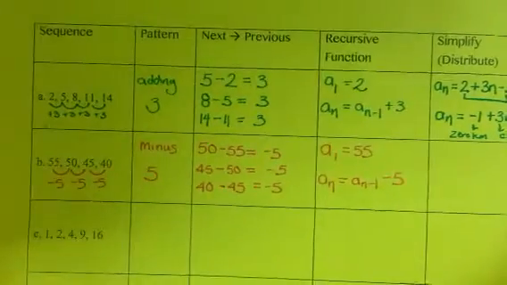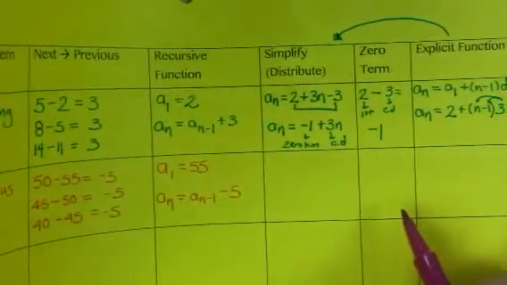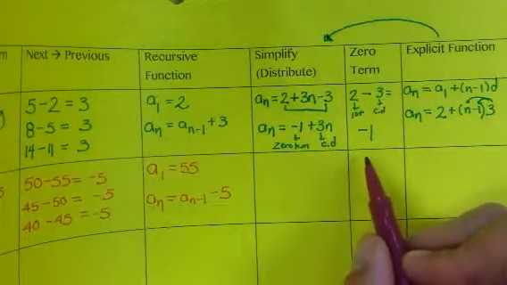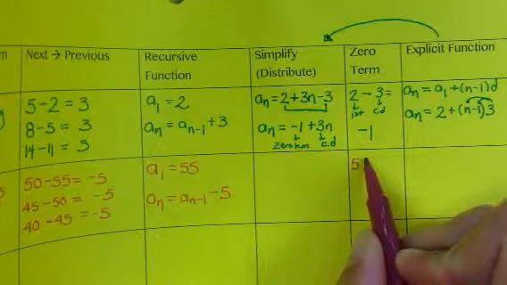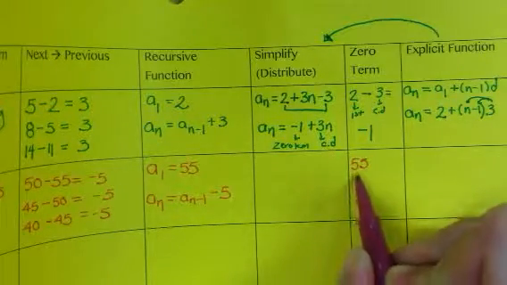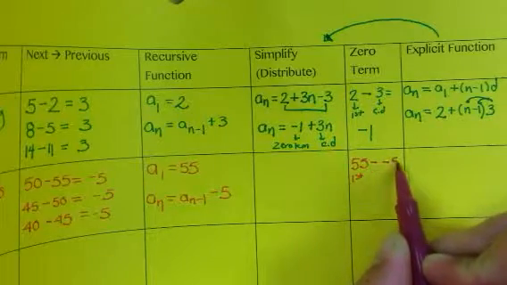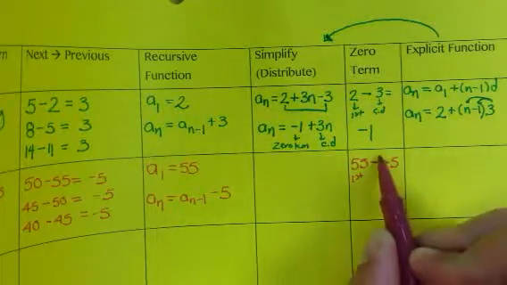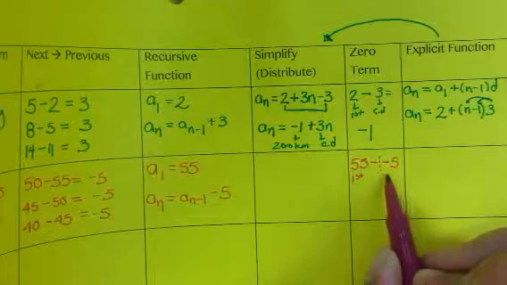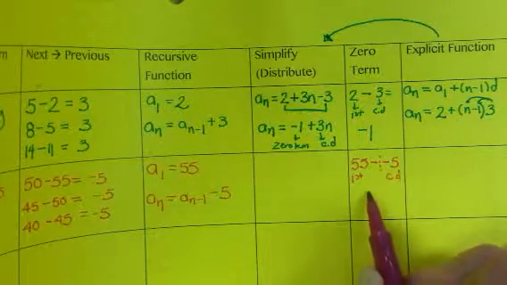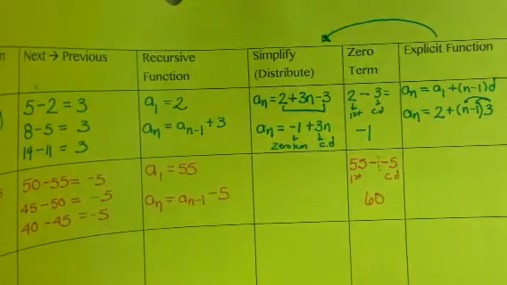So let's look to see how we can find our 0 term. Our 0 term is our first term in the sequence, which is 55. So here's your first. And then you're going to minus that common difference, which would be minusing a negative 5. Two negatives make a positive, so 55 plus 5 makes 60.